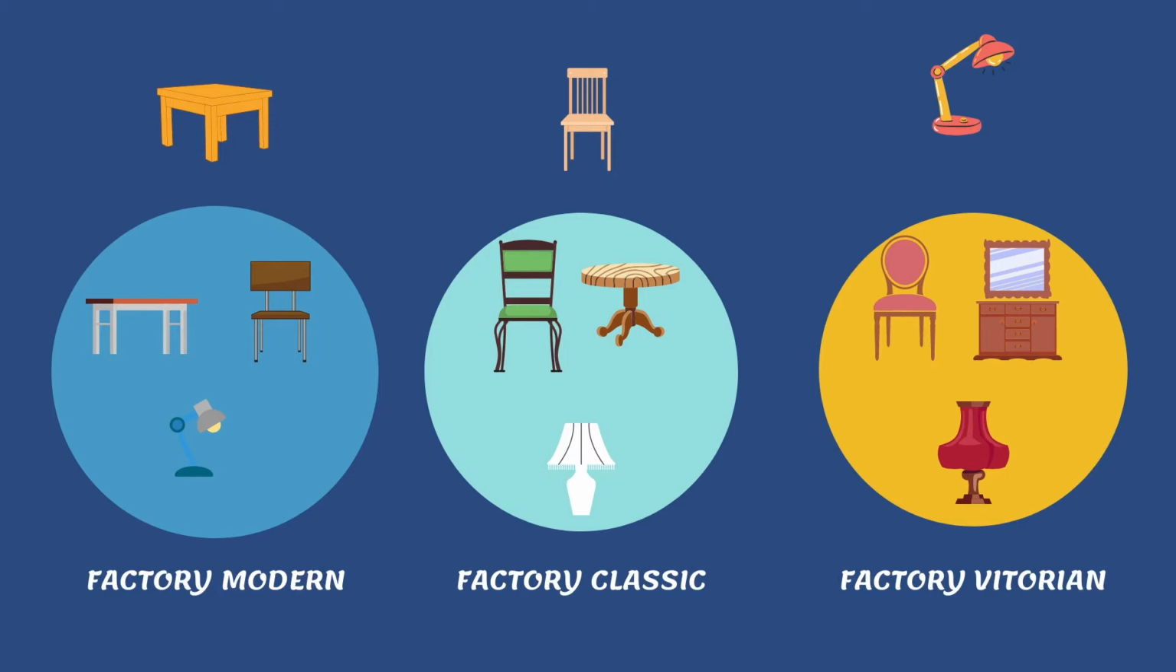Next, we develop subclasses that include the related variants. For example, the modern factory will initialize modern related products such as modern table, modern chair, modern lamp.